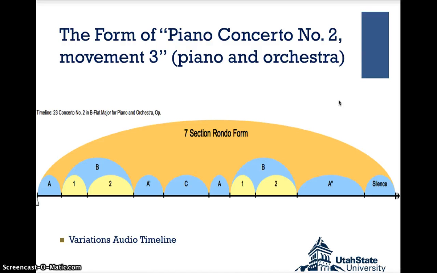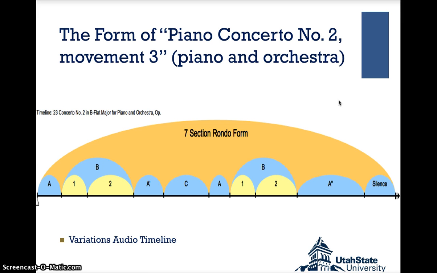We'll now see how the rondo form applies specifically to our piece by Beethoven. As you can see from this overview, the Piano Concerto No. 2, Movement 3 is composed in a 7-section rondo form, sometimes known as abacaba. We see here that it consists of A, and then we see something slightly unusual.